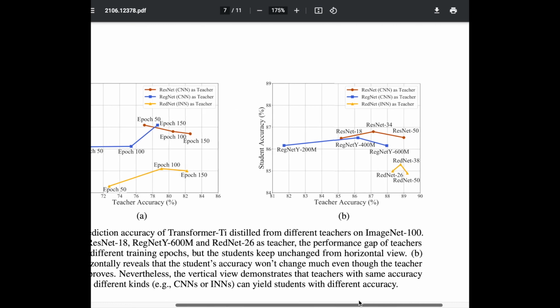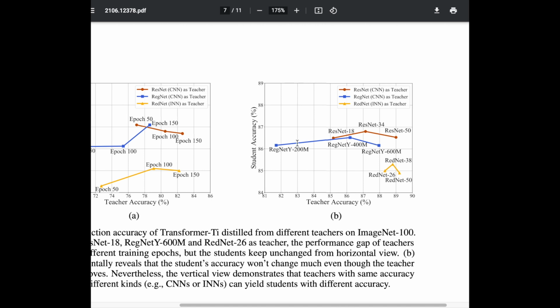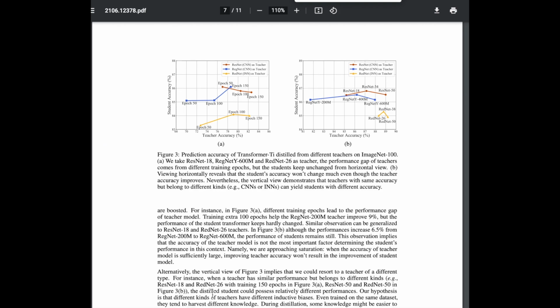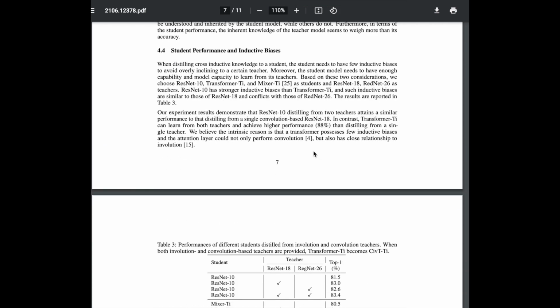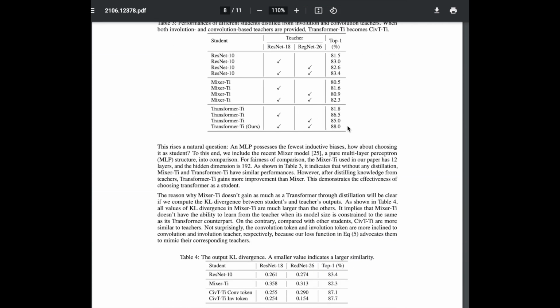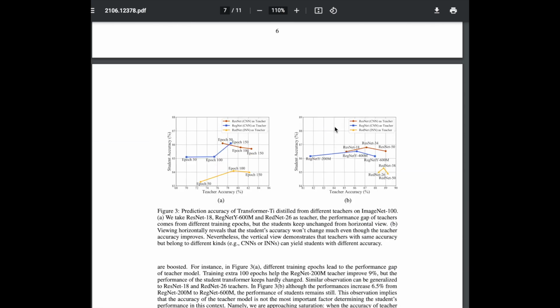And then they show a similar thing with the parameter increases. So this is training with more compute, more epoch steps, and this is increasing the number of parameters in the teacher model. Even though the teacher models continue to get better, going from 200 to 600 million parameters, it doesn't matter for the distillation into the student model. So overall, they show how distilling the CNN and the involution network does improve performance.